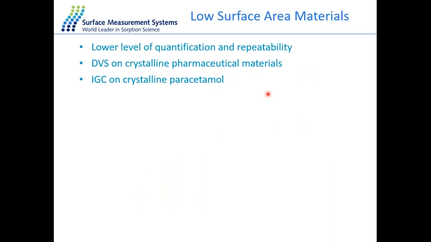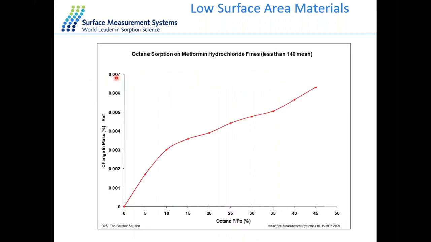So very often for nitrogen adsorption, it can be difficult to measure BET surface areas below 1 meter squared per gram. So to highlight some of the utility of DVS and IGC for looking at low surface area materials, I'm going to show some data on DVS on some crystalline pharmaceutical materials, and the same thing for IGC. So here's a metformin hydrochloride. It's small particles, less than 140 mesh.